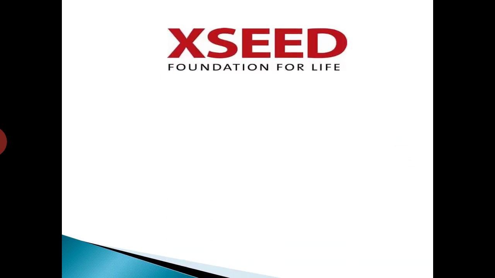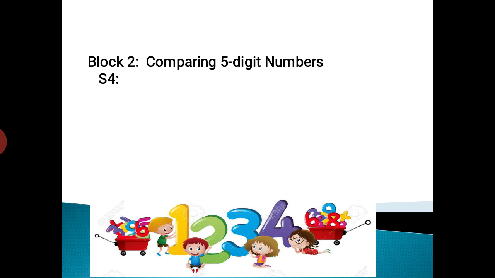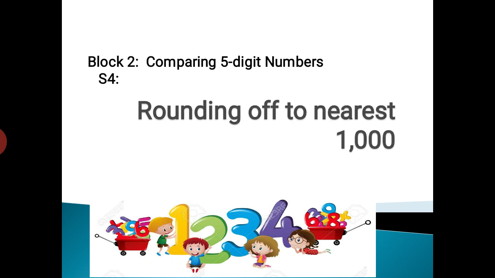In this session, we'll be following the five A's: aim, action, analysis, application, and assessment. So children, we are doing Block 2, comparing 5-digit numbers, and today we'll do S4, rounding off to the nearest 1000. So let's see how we can round off the digits to the nearest 1000.